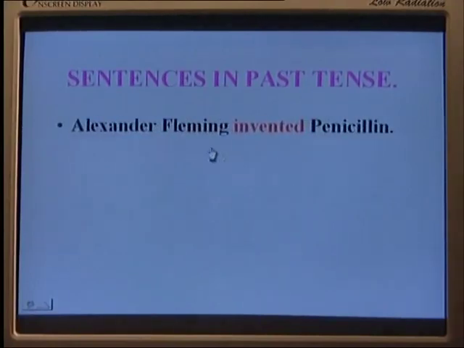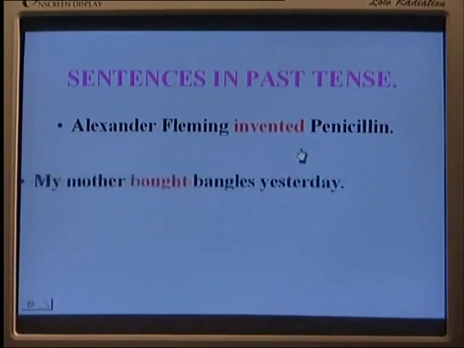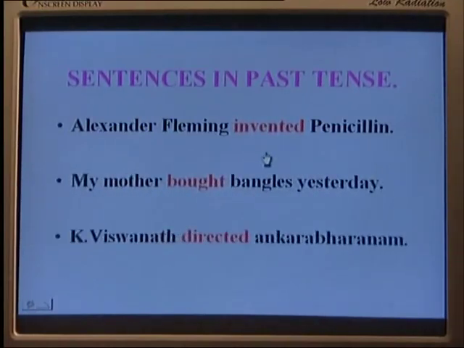Alexander Fleming invented penicillin. Again, this sentence also began with the doer, that is Alexander Fleming. Therefore, it is in active voice. Okay. So, here another two examples are given here.